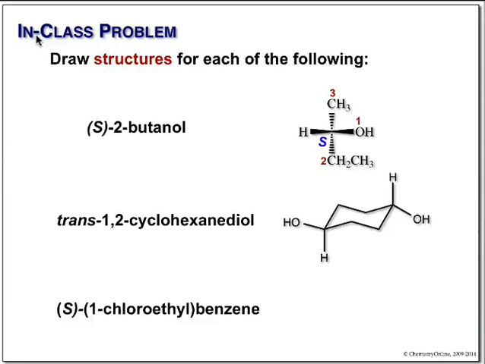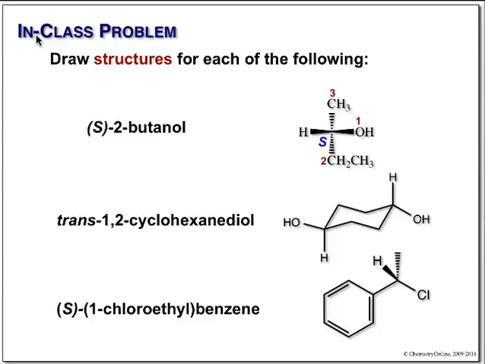So we have a benzene ring, we have a 2-carbon chain. In our first carbon, we have a chlorine attached, and we need S stereochemistry. So let's draw it like this, and let's try to figure out if this is correct or not.